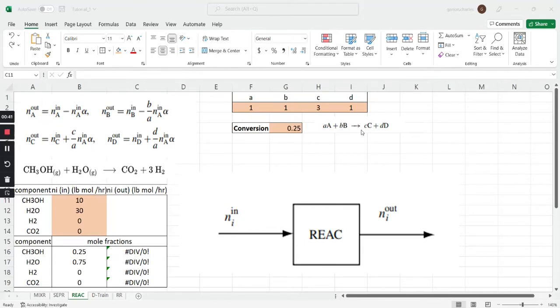So we will showcase this unit by looking at an example. For this example, we would like to figure out the composition of the outlet stream for a methanol steam reforming reactor, where the single pass conversion is based on methanol and is 25%. Okay, so let's do this problem.